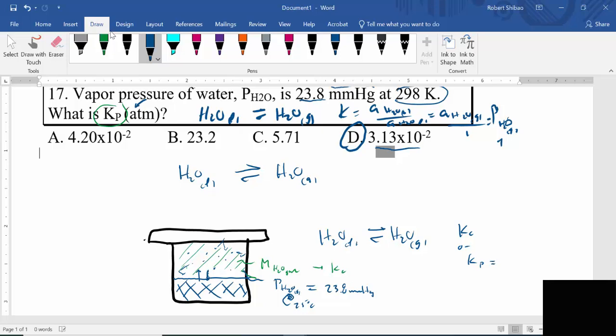So that's Kp is equal to the activity of H2O gas divided by the activity of H2O liquid. Activity of H2O liquid is 1, so this is just equal to the activity of H2O gas, which is just equal to the pressure of H2O gas. So they give us the pressure of H2O gas is 23.8.